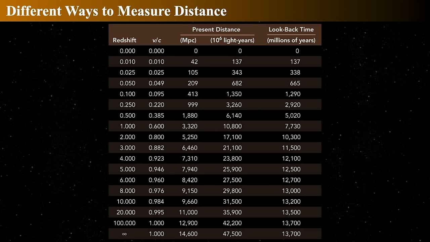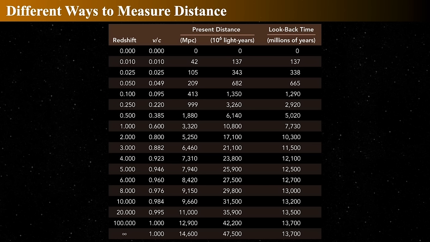Notice that the redshift goes up very steeply towards the bottom, and the look-back time starts to level off and change not at all. And in fact, past a certain redshift, we have zero change in look-back time. That's because redshift measures the expansion of the universe from the time of the Big Bang.